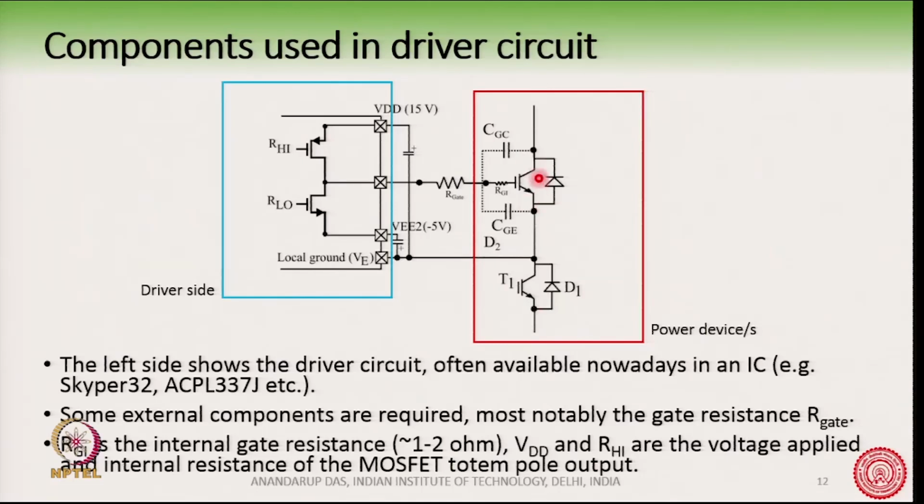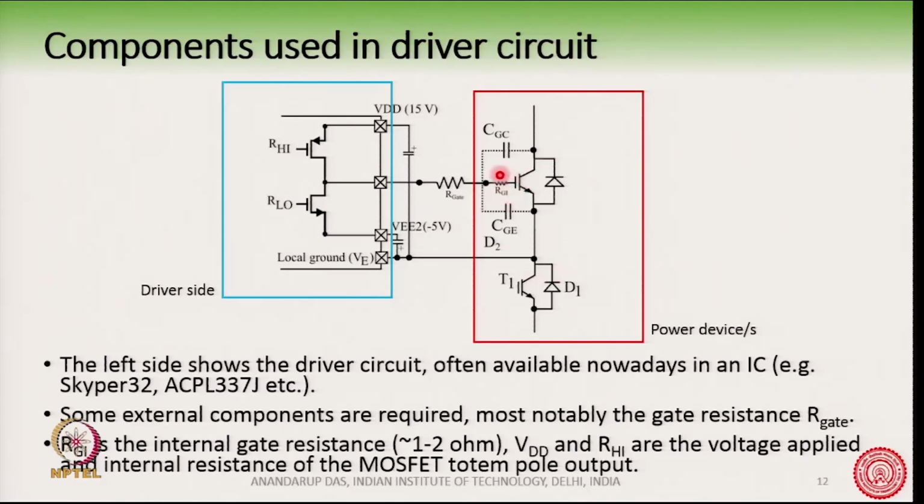This is the power device with two IGBTs, and you can also see here there is a gate collector capacitance and gate emitter capacitance, and this is the driver side. In this driver side we have the totem pole MOSFETs and some additional components like these capacitors or this gate resistor, which we have inserted as an external component. This red box here is the inside of the power device.